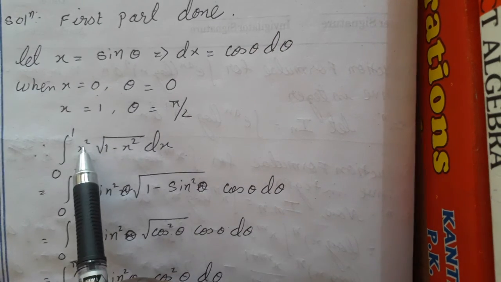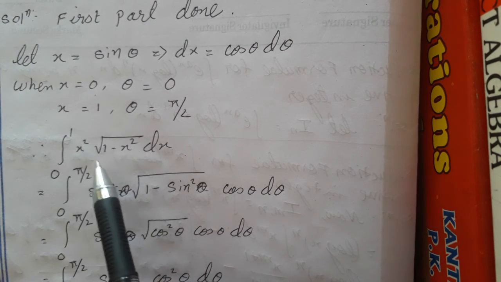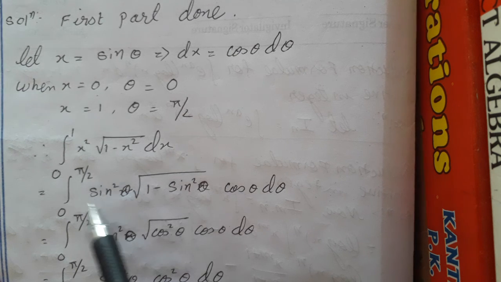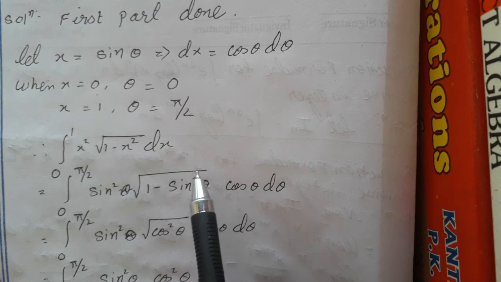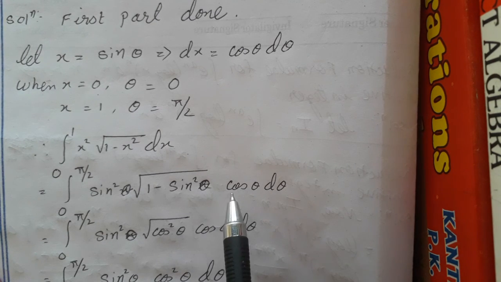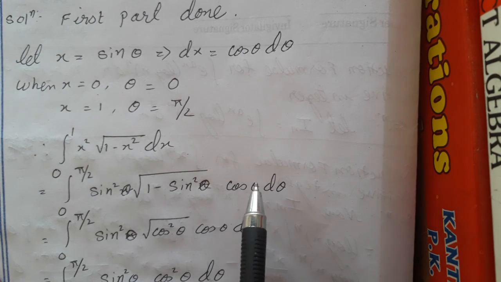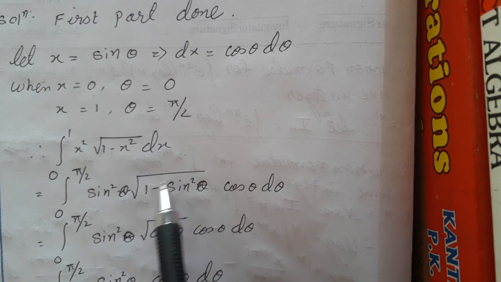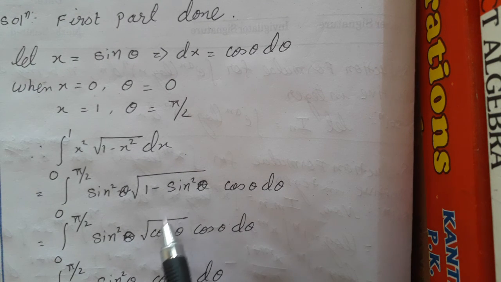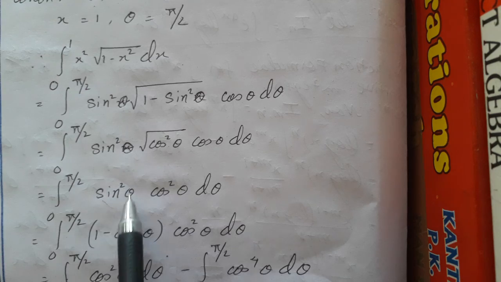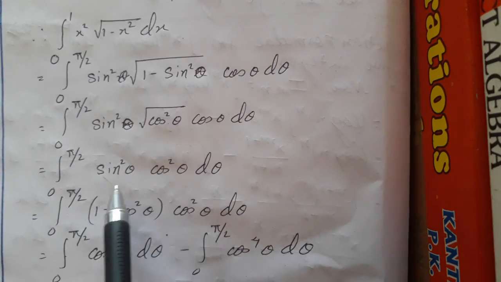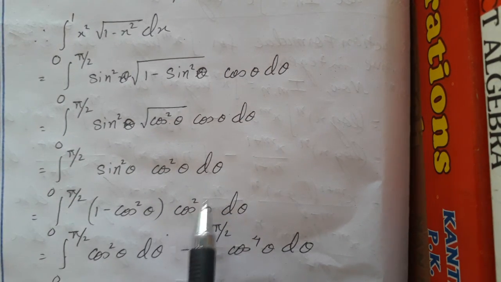So I'm going to substitute the values here. We get the integral from 0 to 1. Here I'll substitute x as sin θ, so we get sin squared θ times the square root of 1 minus sin squared θ, and dx is cos θ dθ. 1 minus sin squared θ is cos squared θ, so we get cos θ into cos θ, which is cos squared θ. Since we have to apply the reduction formula, this sin squared θ I'll change as 1 minus cos squared θ, into cos squared θ. You multiply this, so we get this.